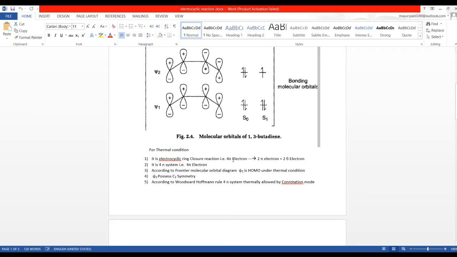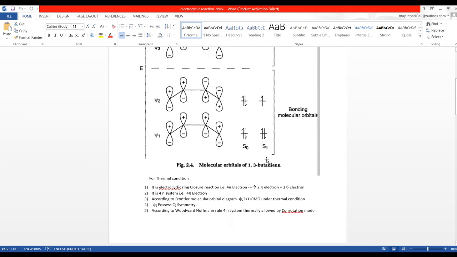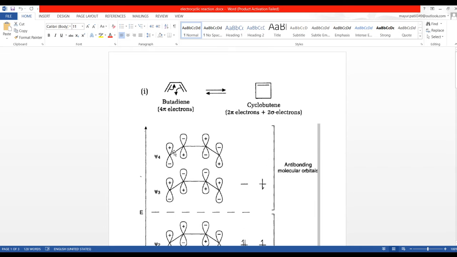Then write down that 4 pi electrons get converted into 2 pi electrons plus 2 sigma electrons. Secondly, identify which kind of n system. There are two types of n system. One is a 4n system and the second is a 4n plus 2 system. In a 4n system, if the number of pi electrons is a multiple of 4, it is considered a 4n system. If the number of pi electrons is not a multiple of 4, then it is considered a 4n plus 2 system.